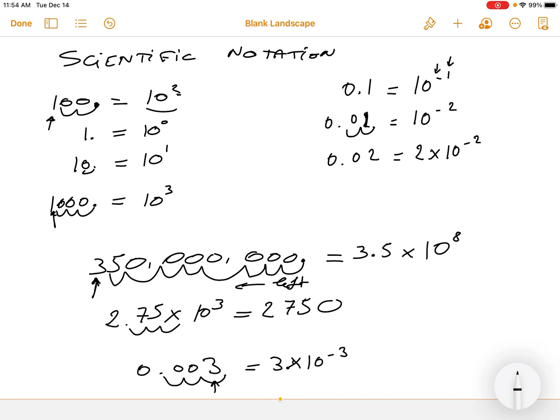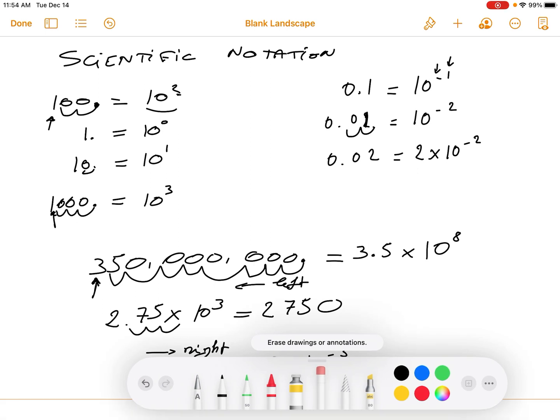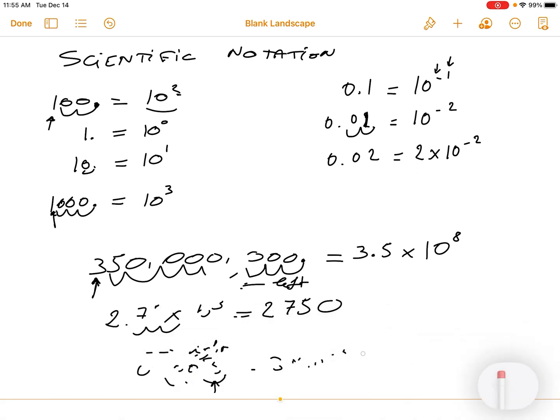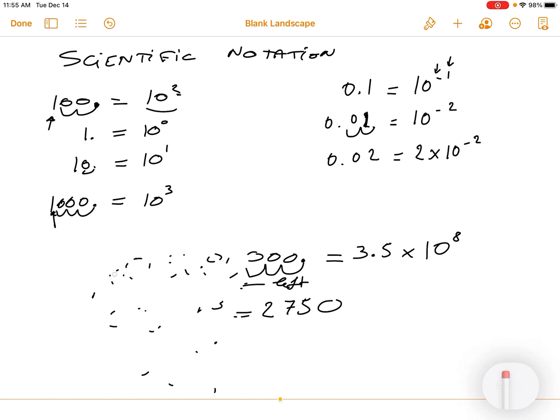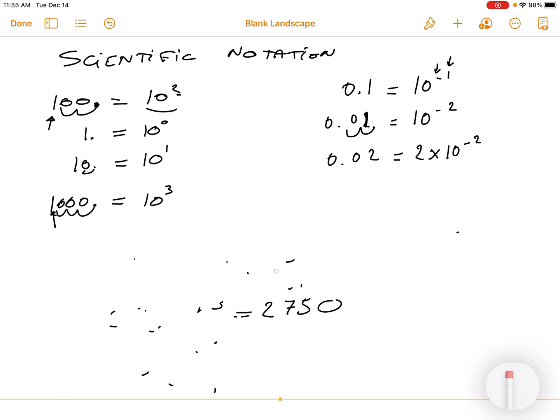So for the big number, decimal move to the left. For the small number, decimal move to the right when you go from the non-scientific notation to the scientific notation. So now the interest to use this is also to do some math with it. So let me give you an example on how to do some equation with the scientific notation.